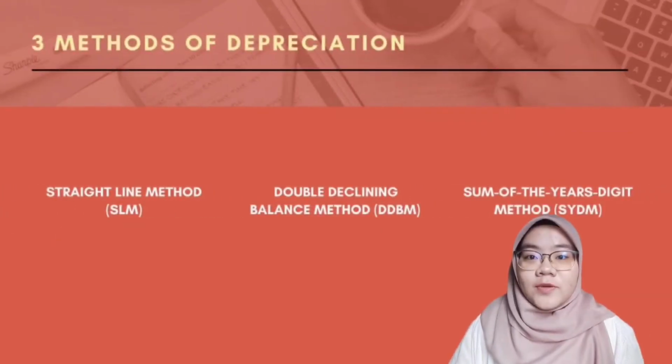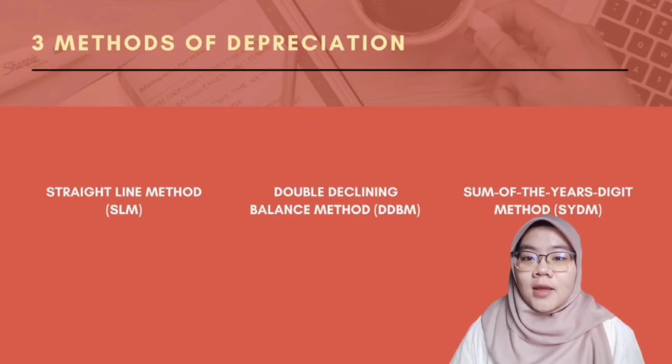There are three methods of depreciation. First, straight line method. Second, double declining balance method. And the last one is sum of the year digit method.